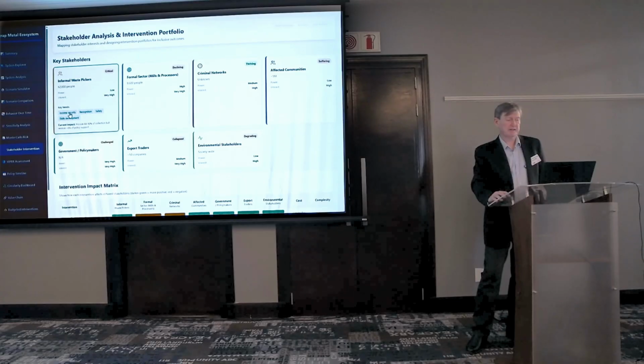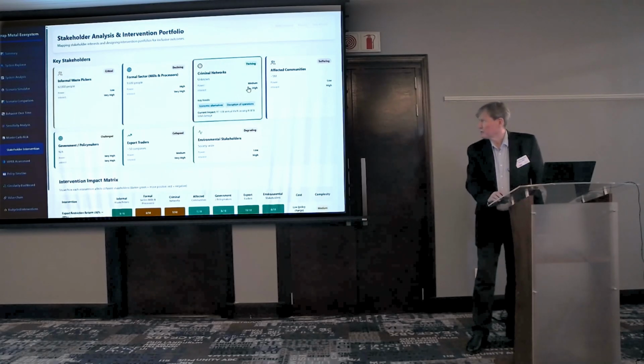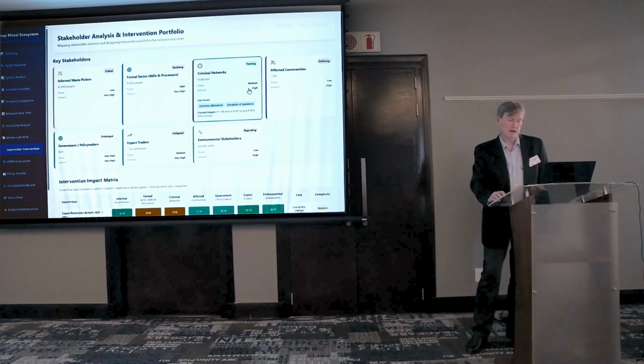Yeah. So you can see your key needs. So this is really stakeholder analysis coming out of the Open Group type of work. Yeah. Criminal networks, we've got to take them into account. Yeah.